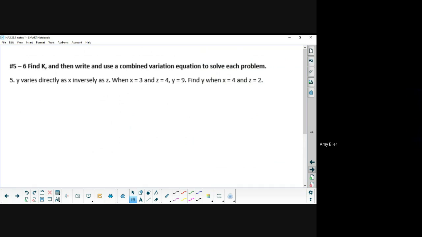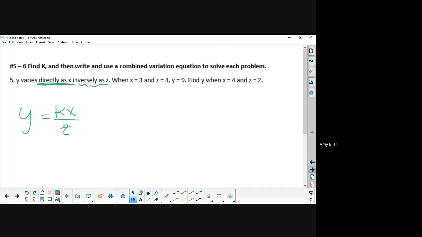All right, let's do 5. 5 is not Boyle's law. It's just regular direct and indirect without labels. So it says y varies directly as x and inversely as z. So where do they go? Y varies directly as x, which means x goes on the top. Inversely as z, that means z goes on the bottom.